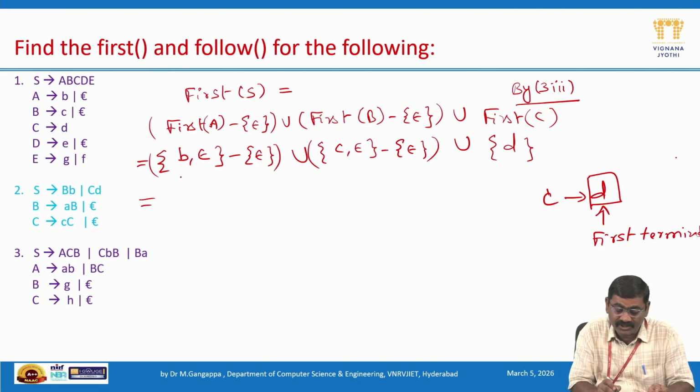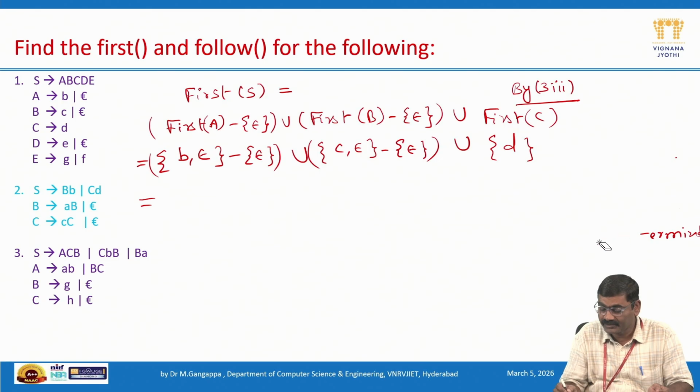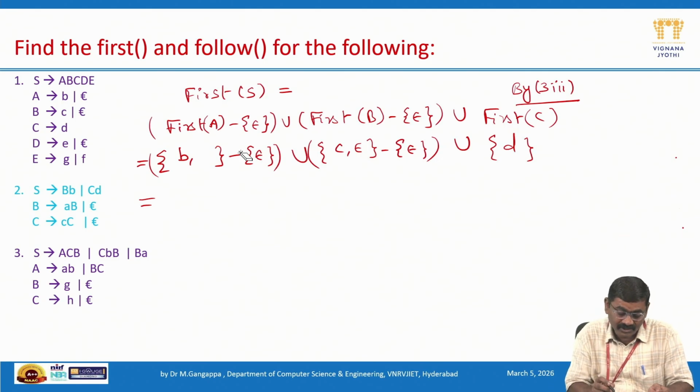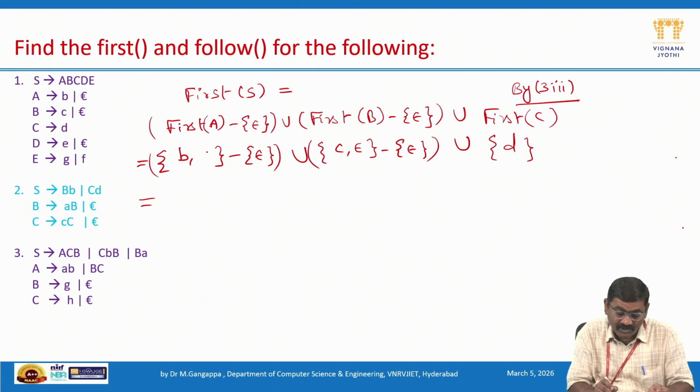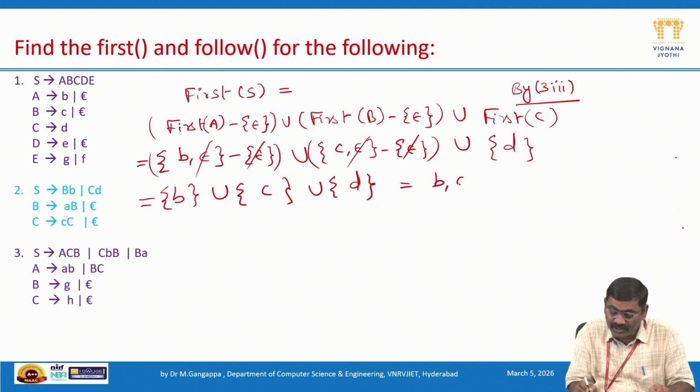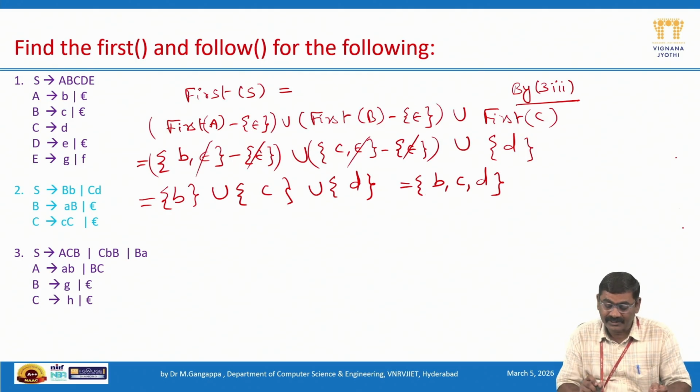So let us compute the first for this. Epsilon gone. Epsilon gone. Epsilon gone. So the remaining answers are B union C union D. So the final answer is B comma C comma D for this. So first of S can include B, C, D.